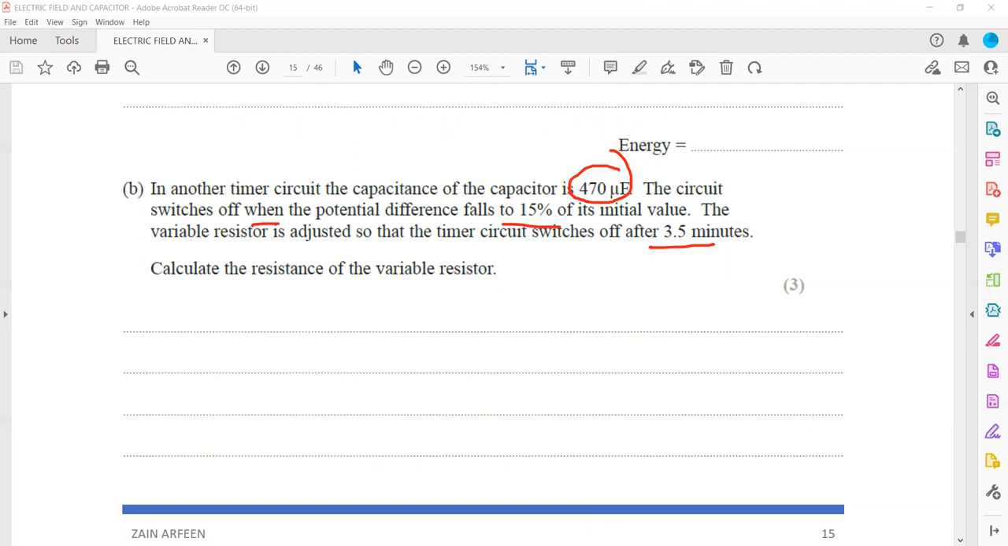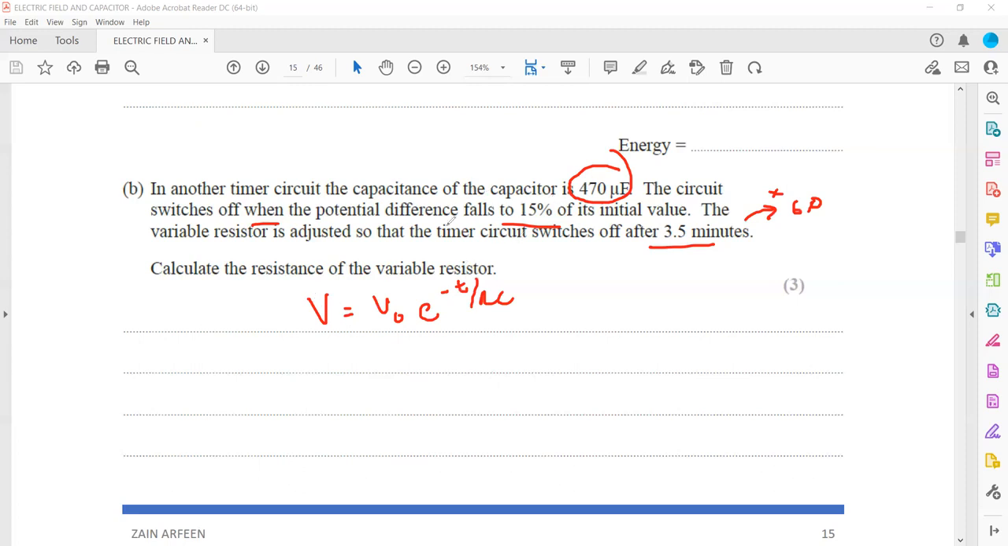So the capacitor circuit switches off when it reaches 15% of its original value. So we'll use the formula V equals V naught e raised to the power minus t over RC. The 3.5 minutes we have to convert into seconds, so we multiply it by 60.